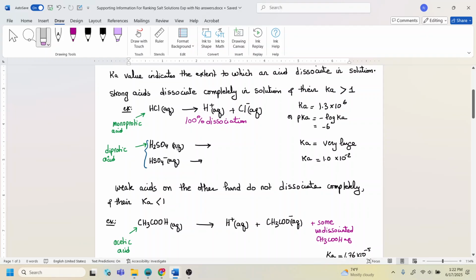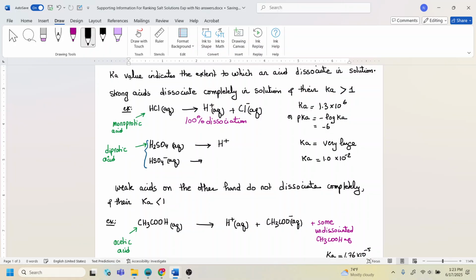Sulfuric acid, on the other end, is another strong acid. And this acid, unlike HCl, has 2 hydrogens that can dissociate. Not just one, 2 hydrogens. This one has 1 hydrogen that can dissociate. And the dissociation is carried by 100% dissociation. This is why it's a strong acid. This one is the same thing. Its first step is 100% dissociation. This is why its Ka is very large.